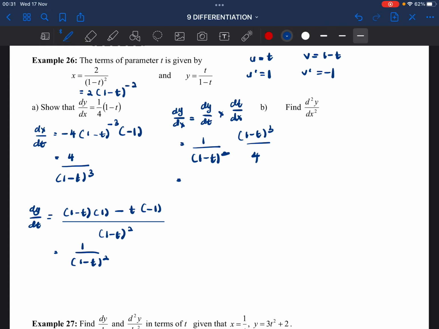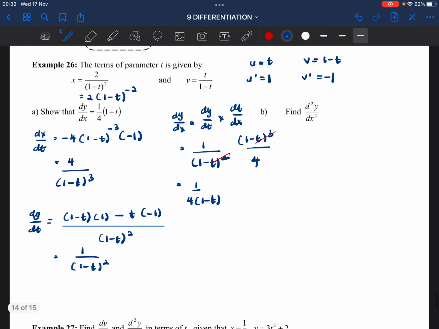So final answer, you can simplify here and here. That should get us 1 over 4 1 minus t. Itulah dia. So this is the same like this one. So shown lah. Okay, so that is the first part. Sorry, ini dekat atas. Okay, 1 minus t ni dekat atas. 1 over 4 1 minus t. Okay, so that is the first part, which is we have to find dy over dx, the first derivative.